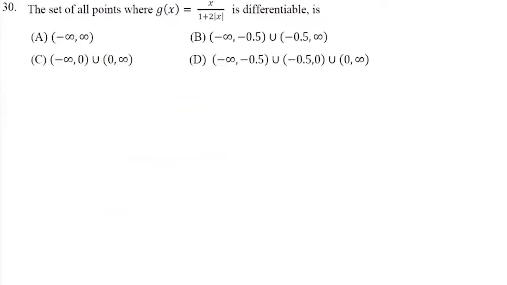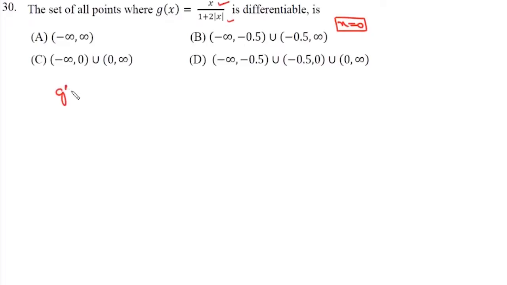Now question number 30 is: find the set of all points where this function is differentiable. Now the numerator is differentiable for x belongs to R. The denominator is differentiable except for x equals 0. So this function will be differentiable for all x except at x equal to 0, and at 0 we do not know whether it is differentiable or not. So we have to check its differentiability at x equals 0.